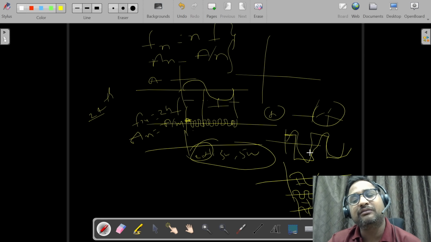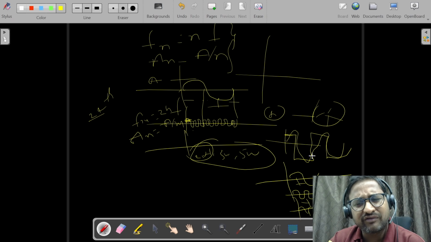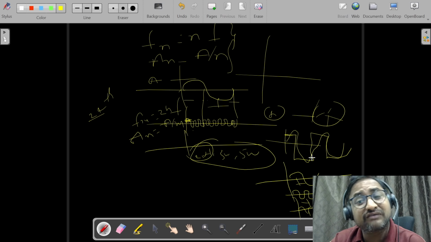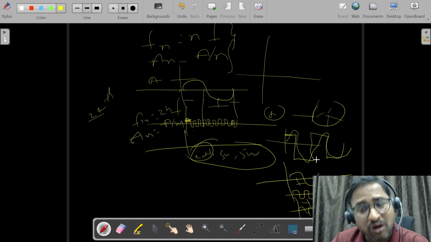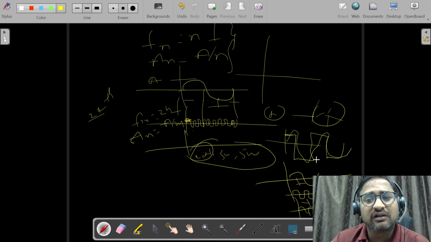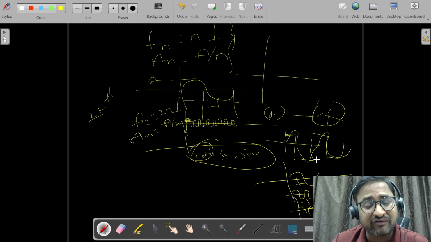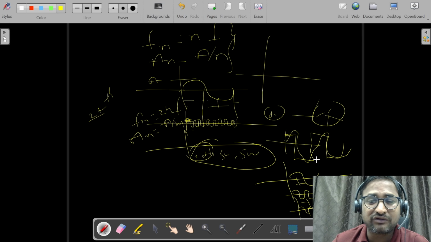See, according to Fourier, a square wave is nothing but a combination of sinusoids. For example, if I mix Im1 sin omega 1t plus Im3 sin omega 3t plus Im5 sin omega 5t, and add them algebraically, the final signal I get is a square wave. It means a square wave can be decomposed into sinusoids with respect to Fourier.